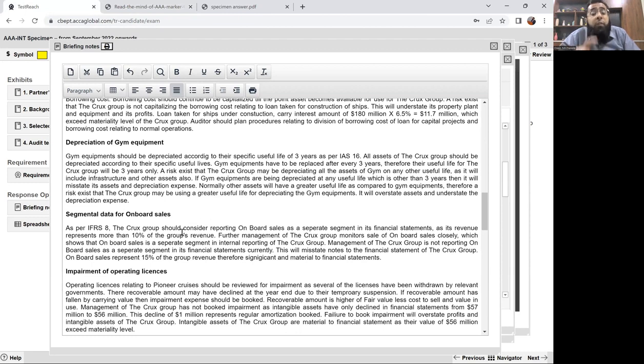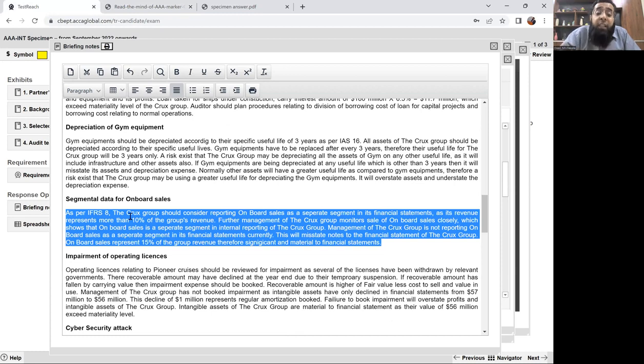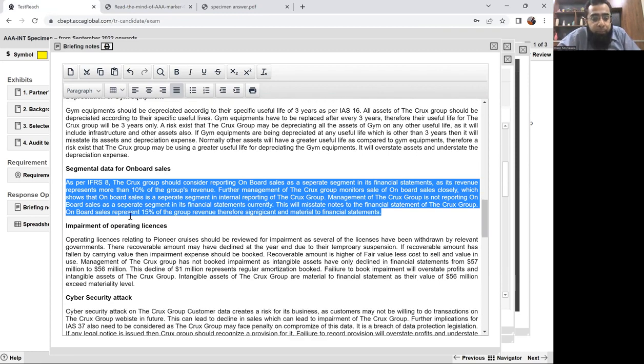But he didn't write a risk on segmental information of onboard sales, that as per IFRS 8, segmental data should be presented for onboard sales. He didn't write that point. Because I have told you many times that there are extra points in the question. So even if you miss some of the points, you can still get good marks.